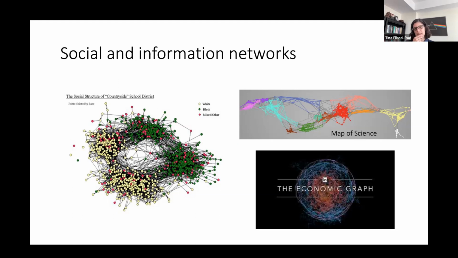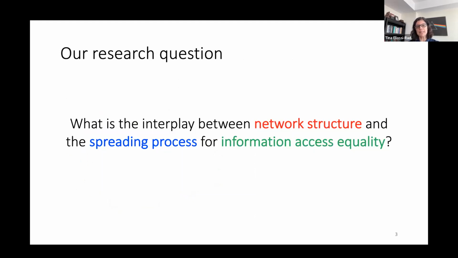So for example, you can think about if I'm friends with you, I'll tell you something, and then you may tell it to somebody else. Or with economic graphs, it's about information about jobs going forward and spreading. And so the question we wanted to ask was, what is the interplay between the network structure, what you saw in the previous slide in terms of nodes and links, and the spreading process when you care about information access equality? And I will define information access equality formally.